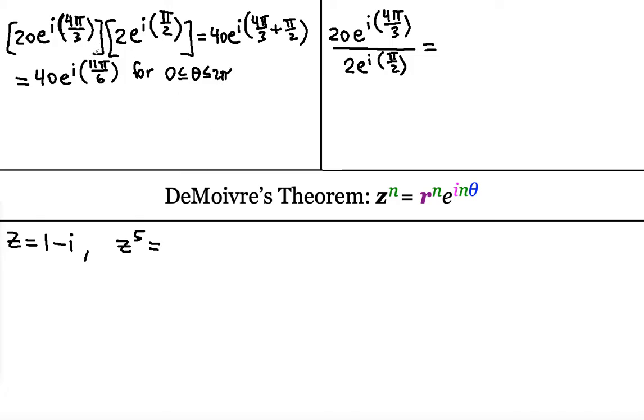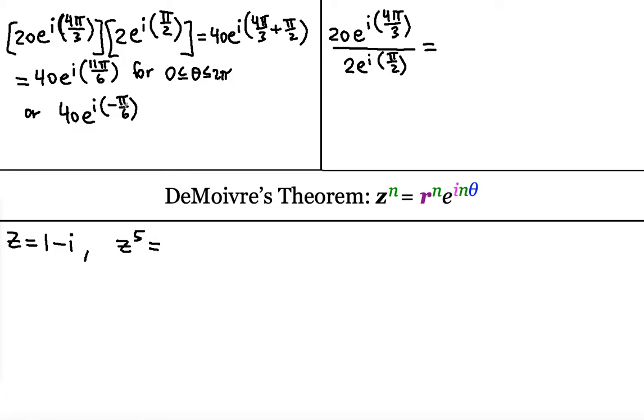Normally, when you're talking about polar representations of the complex numbers, you also mainly focus on intervals from negative pi to pi. Right? So when it comes to negative pi to pi, we will have this result, or 40e to the i times negative pi over 6.